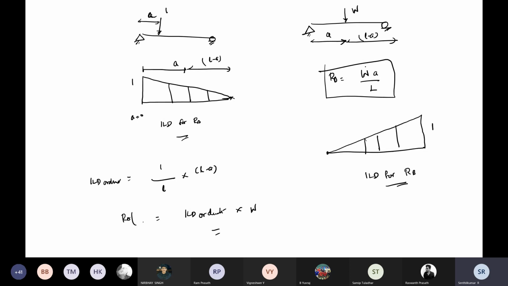So based on the equations, we are developing the ILD diagram. One more way is to develop the ILD based on the deflected shape, which we will see later. Now you understand the concept of how we develop the influence line diagram based on the equations. This is the ILD for RA and the ILD for RB. In the same way, can you find the ILD for shear force? How can we develop the values?